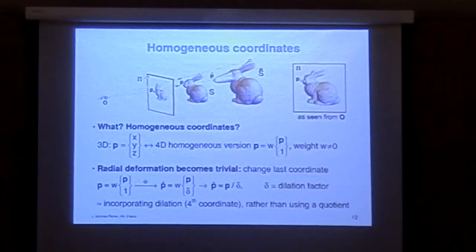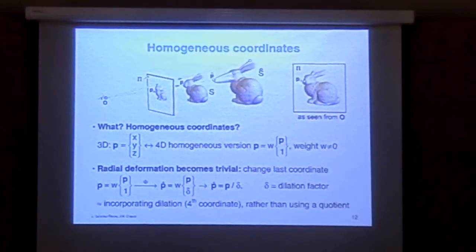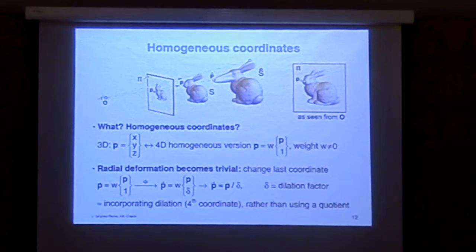And now some mathematics, but please stay around, it's not that difficult. I'm sure that most of you have heard of homogeneous coordinates. So what are homogeneous coordinates? Instead of just 3D coordinates X, Y, Z, we have the four-dimensional version. It's just adding a fourth coordinate, a weight, and if all points have the same weight, they are equivalent. We project by dividing by the last coordinate. It's just a mathematical trick. In this application it is nice because we put this deformation, the dilation, into the fourth coordinate.